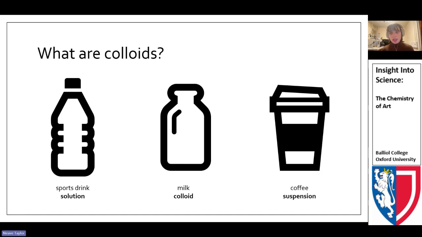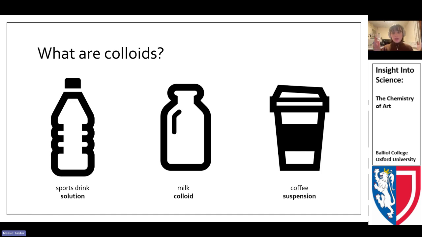In a solution, we have some kind of ionic or very small covalently bonded molecules that are evenly dissolved and dispersed throughout the solution. In the case of a colloid, we have larger particles. I think usually the range that people go up to is in the range of hundreds of nanometers or even microns wide.